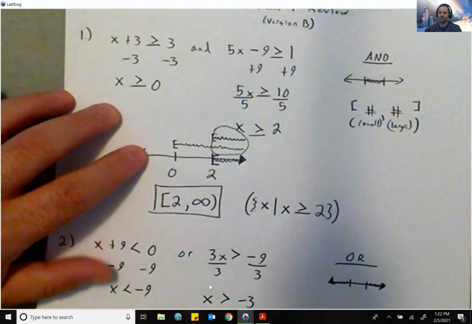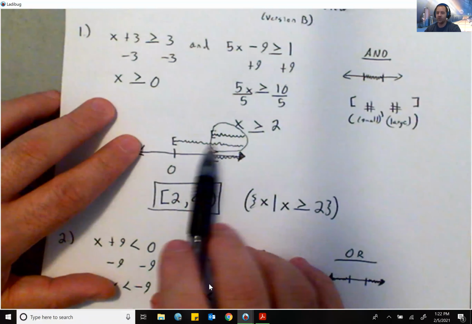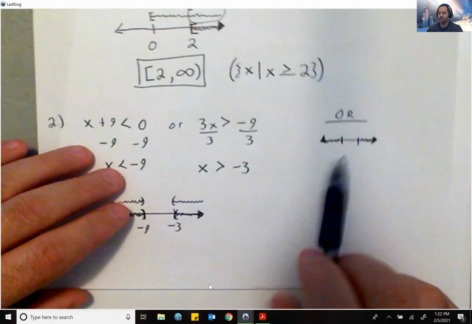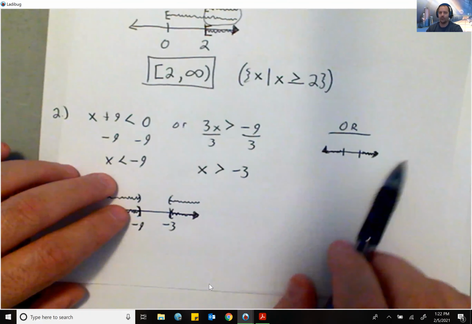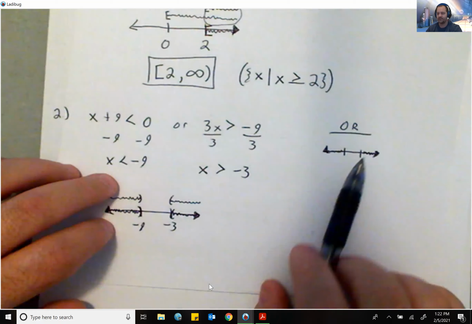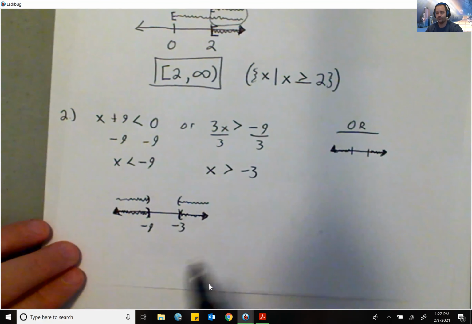So again, the difference between ANDs and ORs. ANDs are all about where they overlap. Generally, that happens in the middle. ORs are all about give me everyone. Wherever there's shading, I want it. And ORs are generally to the outside, which you can see our answer is to the outside.